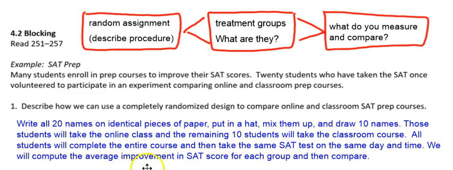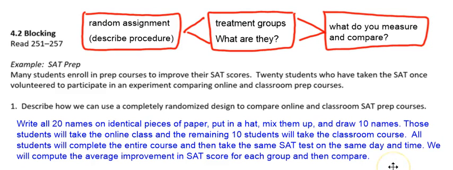We will compute the average improvement in SAT score for each group and then compare. Because remember, all these individuals have taken the SAT once, so we're going to see how much their score improves, take the average improvement for each group, and then compare. And obviously then we'll check to see if the difference is statistically significant.